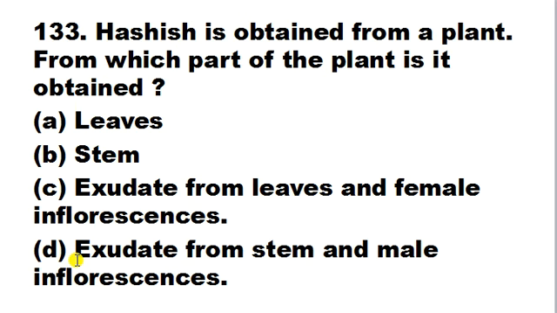So what is hashish? Hashish, or hash, is a drug that is made from the resin of the cannabis plant, and it is consumed by smoking in a small pipe or with a vaporizer. So here the correct answer would be the stem and male inflorescence. Sorry, that's not the correct answer. It is obtained from the leaves and female inflorescence. The correct answer is C. It is a substance released from the leaves and female inflorescence of the cannabis plant.